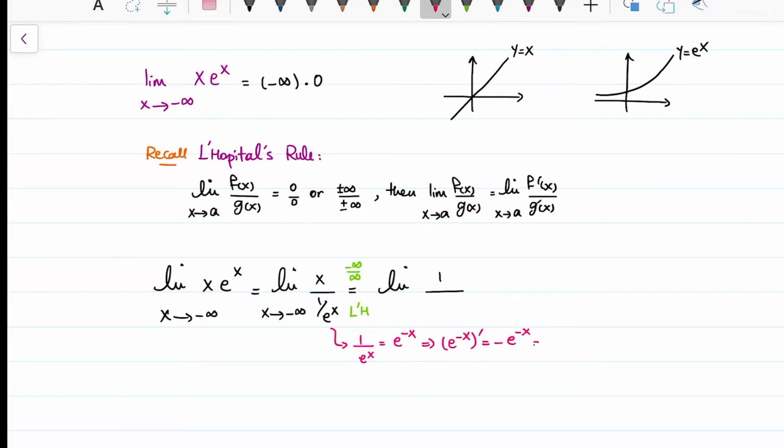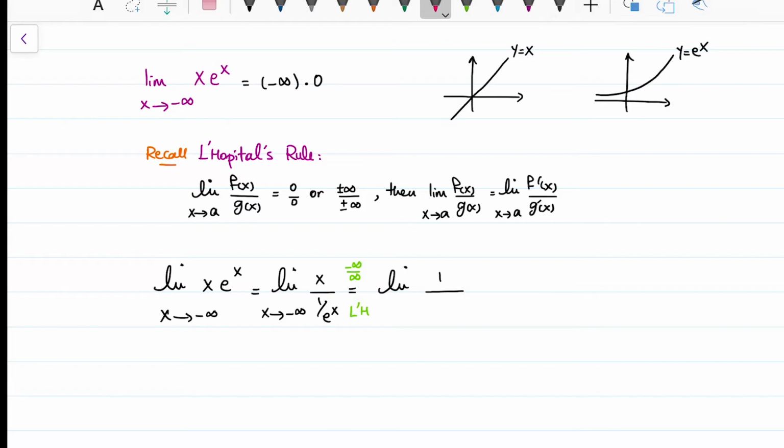Okay, And if I want to write it in the form of a fraction, I get 1 over e to the x one more time. I just bring it down to make it nice. Oh, I don't want to do that.